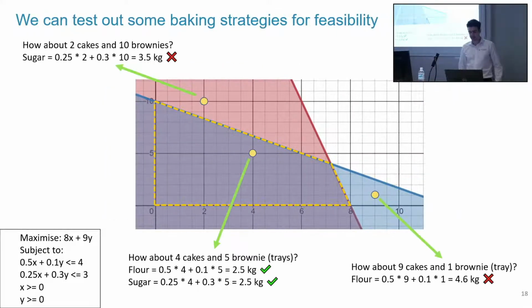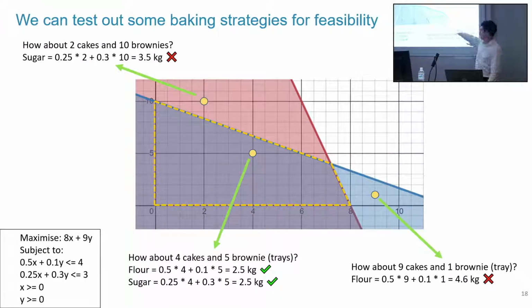So we can test out just some random baking strategies for feasibility. If I head purely into the top left-hand corner, where I have 2 cakes and 10 brownies, so I'm at like 2, 10, then I end up needing 3.5 kilos of sugar. And so I'm clearly out of my sugar region, and so I break my sugar constraint. If I end up with that strategy, I'll run out of sugar before I finish making.